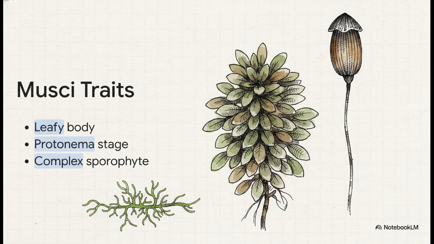First up, they have a purely leafy gametophyte. Second, they develop through a really specific early phase called a protonema stage. That's essentially this little thread-like chain of cells that forms the very earliest phase of a moss's life. And third, which is probably the most important for their classification, they possess a highly complex, highly differentiated sporophyte. They are just architecturally way more intricate than the liverworts or the hornworts.